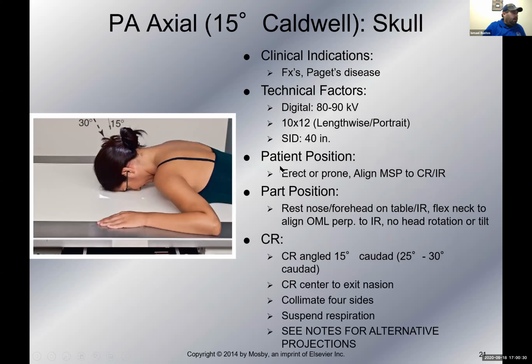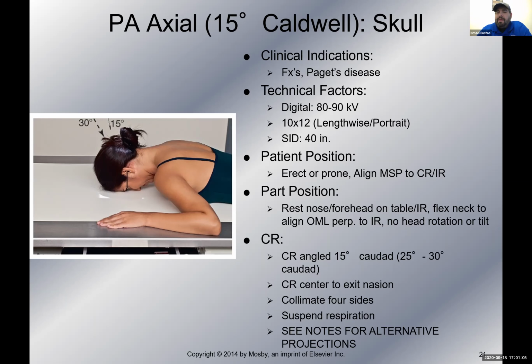All right. So next projection on page 415 is the PA axial projection, also known as the Caldwell, 15-degree Caldwell. This projection is used to best visualize the supraorbital margin, or the very top of the orbit. It can also be used for the frontal bone, but it's not the best projection of the frontal bone because there is an angle of the CR. But we're looking for fractures and any pathology within the skull.